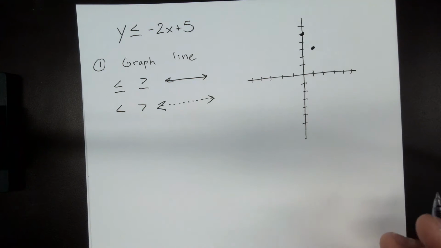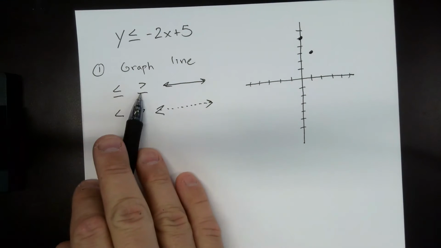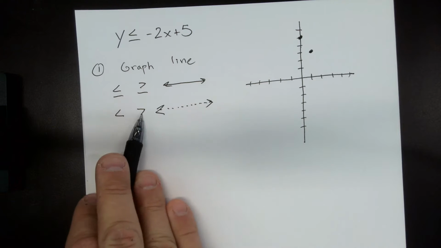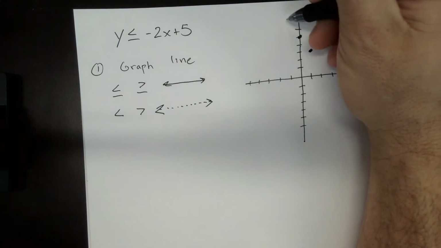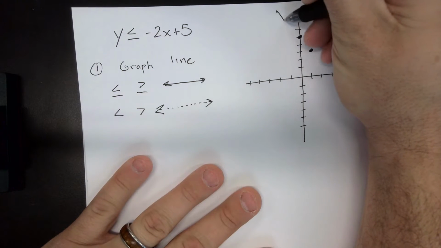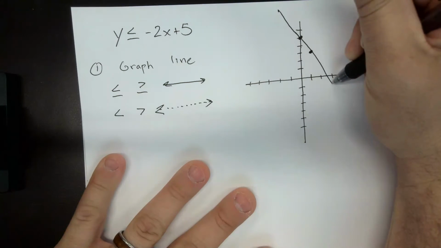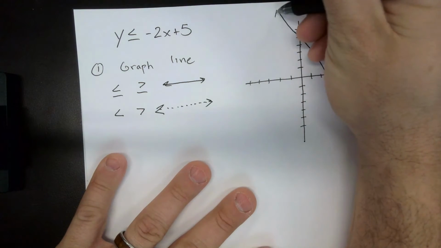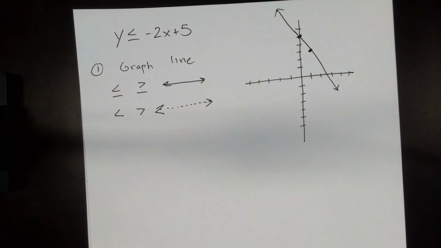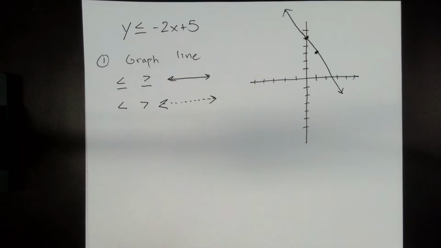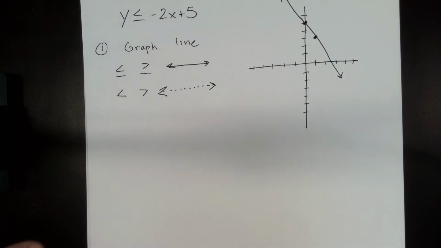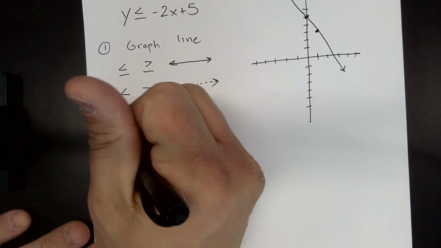Solid. It's a solid. If it's like this or this, it's solid. If it's this or this, it's dotted. So this is actually a solid line. Now, if this was an equation, meaning it was an equal sign, you would be done right there. But we're not done. Step number 2.